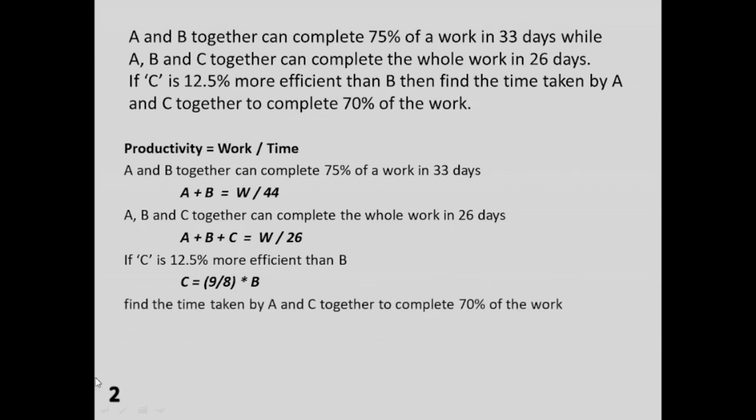The last part of the question says, find the time taken by A and C together to complete 70% of the work. So again, if we think in terms of this formula, productivity is A plus C, since they are working together. Work is 70% of the total work, so that is 70% into the total work W. The time is X, since we have to find it. So A plus C is equal to 70% of the total work divided by time X. We have to solve for X.